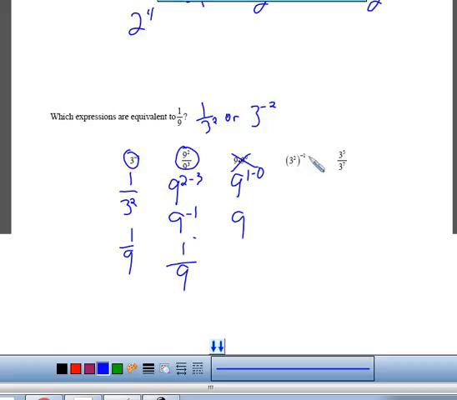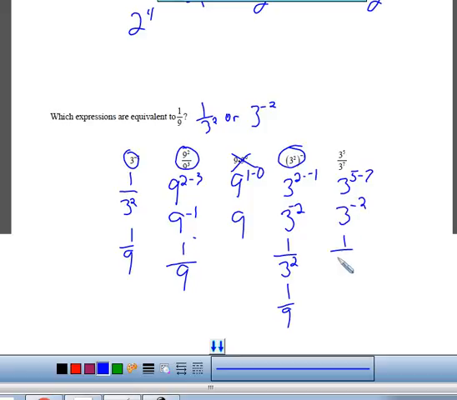3 squared raised to the negative 1 power. That's like 3 squared times negative 1. 2 times negative 1 is negative 2. We already know this one is going to work because we did that in the first example, 1/9. And then the last one, 3 to the 5th over 3 to the 7th. Same thing. 5 minus 7 is negative 2. And we know 3 to the negative 2 will work. All right, 1/9. And so all of them but the middle one works for the second one.